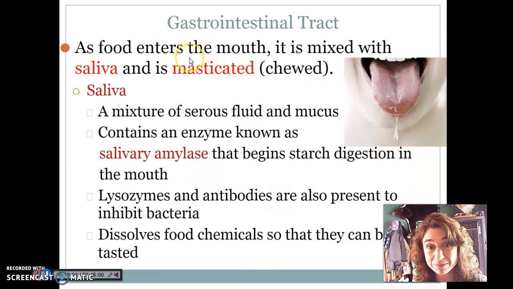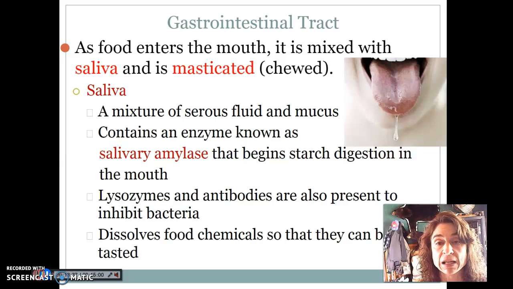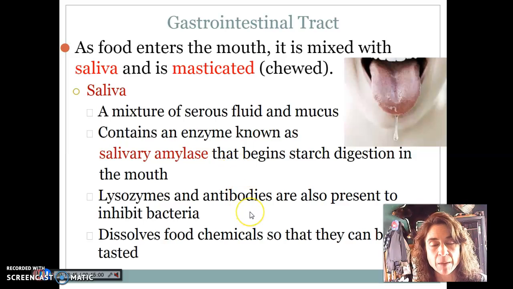Saliva is a mixture of a serous fluid, serous means clear, okay, and mucus. And this serous fluid and mucus contain enzymes. The most important one is amylase. Amylase starts to break down starches within your mouth as you chew the food and break it down. Okay, that's very important. It begins mechanical and chemical digestion of the food in the mouth.